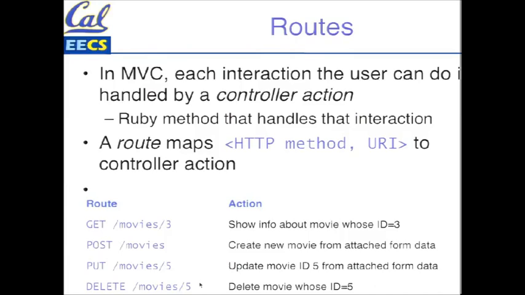Notice that in our example route for posting to create a new movie, there's no number that maps to any ID, because we're creating a new movie. It doesn't have an ID yet. Presumably, it'll get assigned one once it gets created. So these are some examples of what routes might look like.